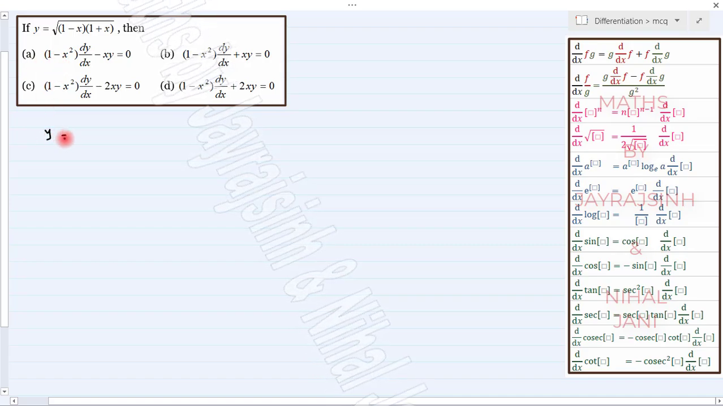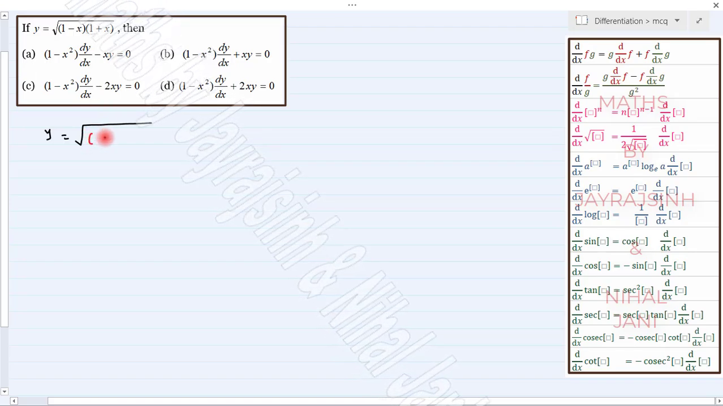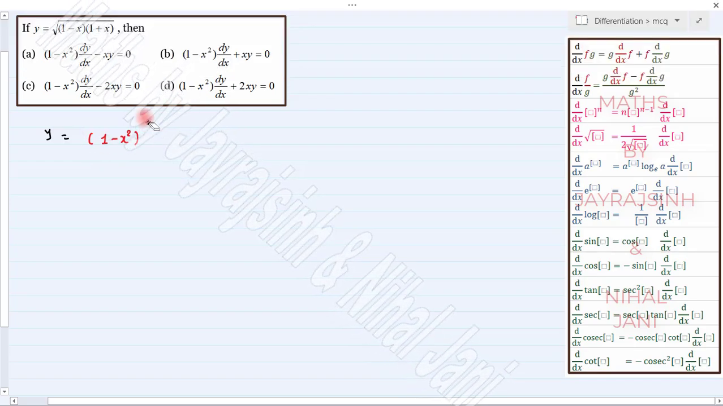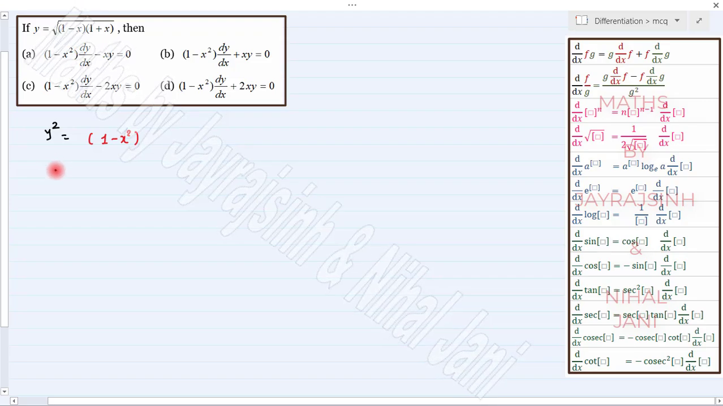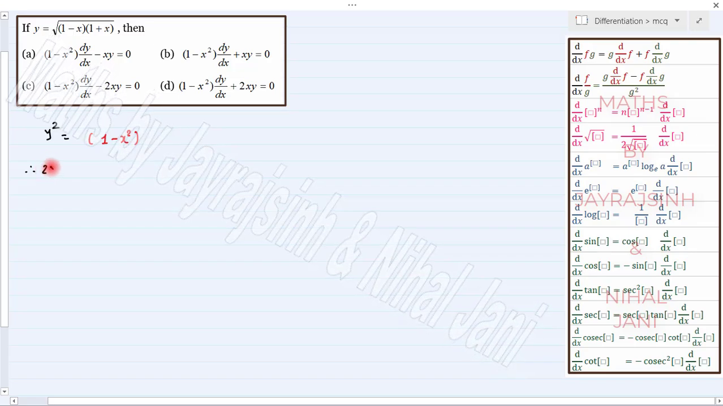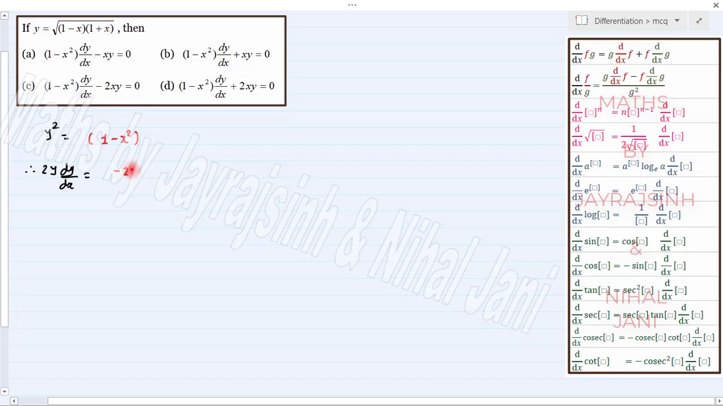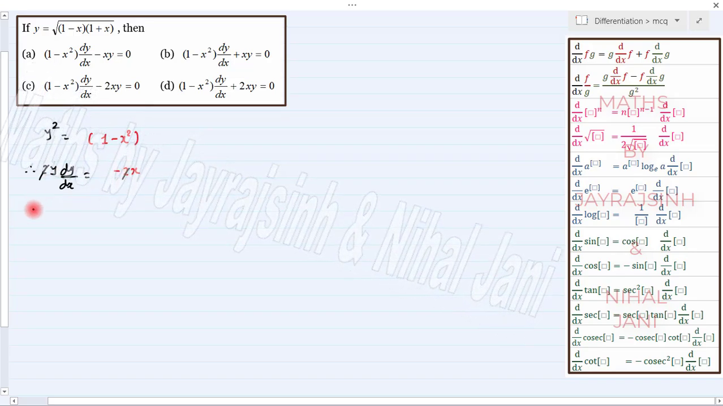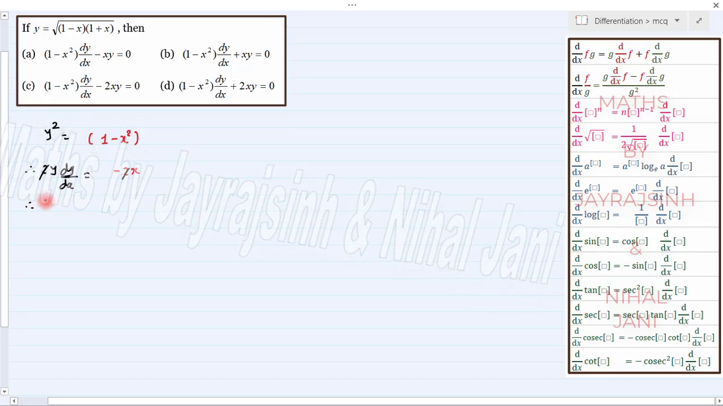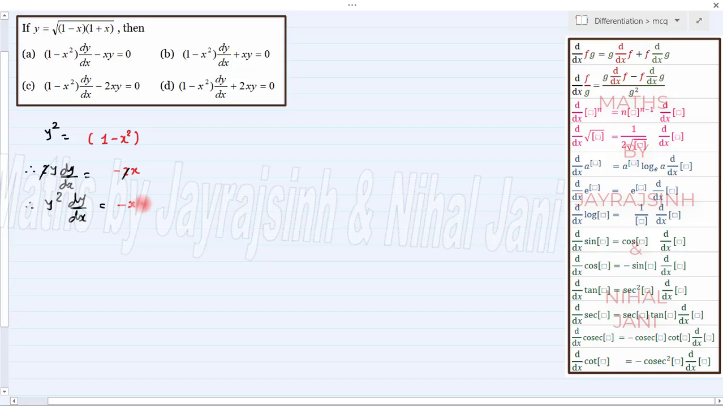Here we have y is equal to under root of (1 minus x) and (1 plus x), which will be converted into under root of 1 square minus x square. To remove this under root, let's say we are taking square on both the sides. So differentiate both sides with respect to x. So we will get 2y dy by dx, and on the right hand side we will get minus 2x. So this 2 will cancel out and we will get y dy by dx is equal to minus x. If we multiply y on both sides, we will get y square dy by dx is equal to minus xy.